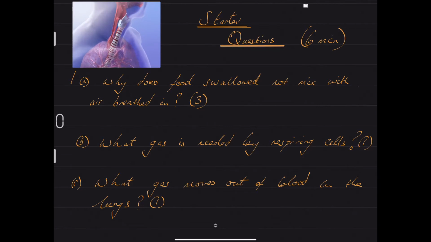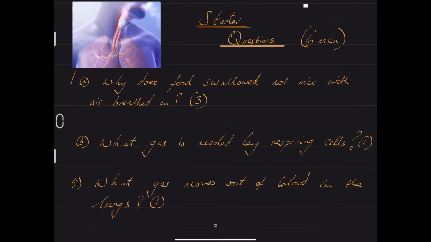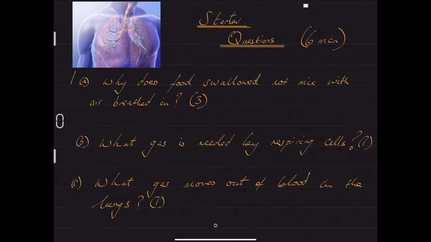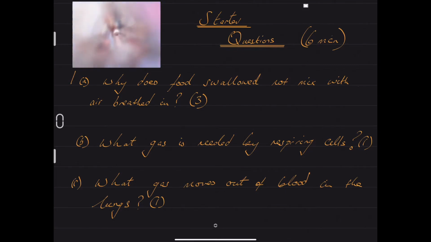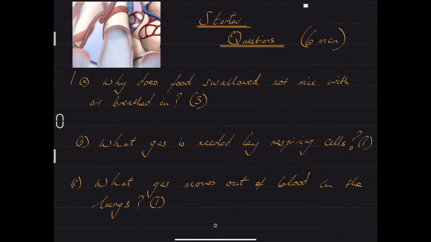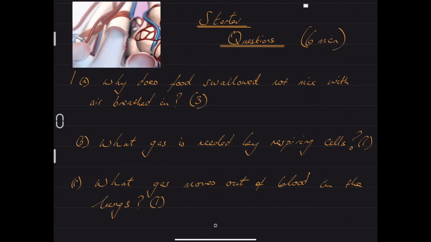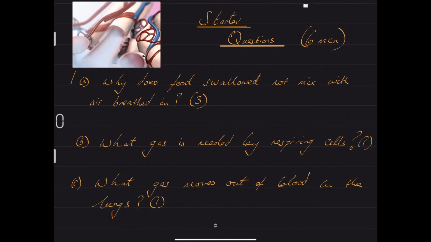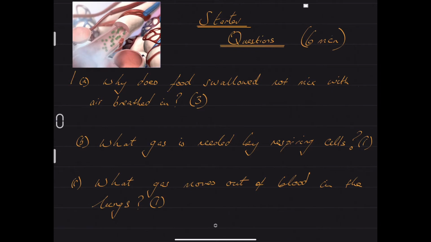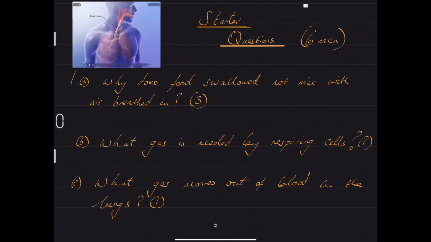And specifically, I want you to focus on a waste product, because we are going to look at the composition of air coming in and out of the lungs, and with that it'll take on a new perspective. So to make this question a bit clearer, what waste gas moves out of the blood in the lungs? So at the lungs, what waste gas moves out? That's just a 1 mark question.